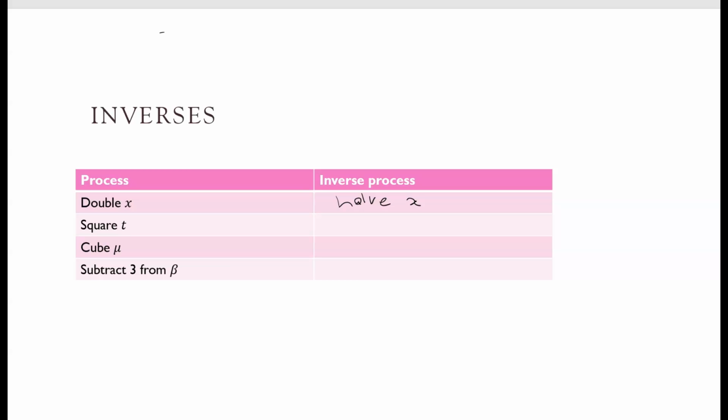Square t, the inverse process would be square root t. Cube mu would be take the cube root of mu. Subtract 3 from beta, the inverse operation for that would be the undoing, which would be add 3 to beta.